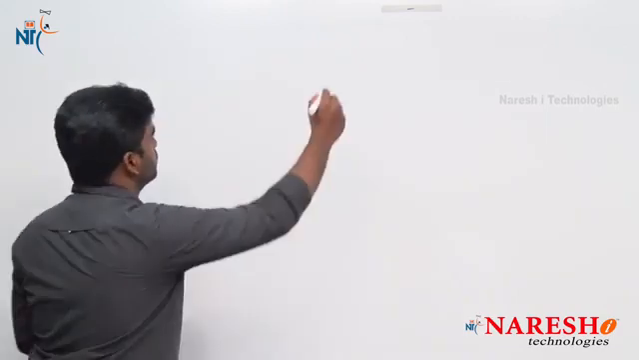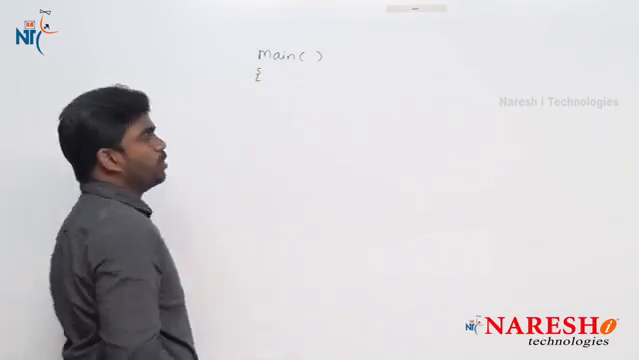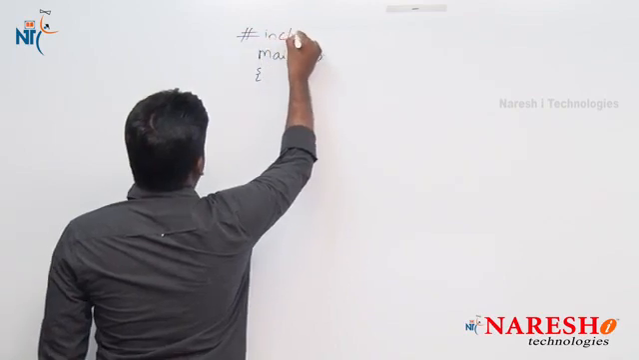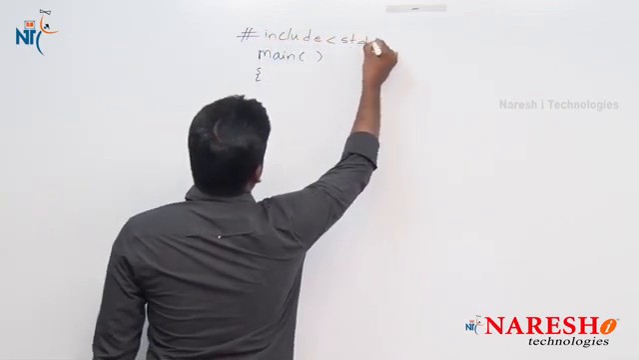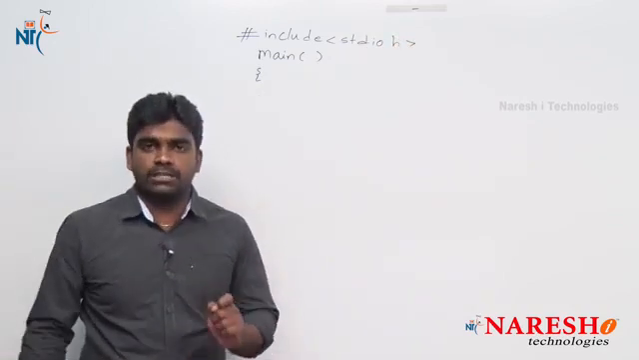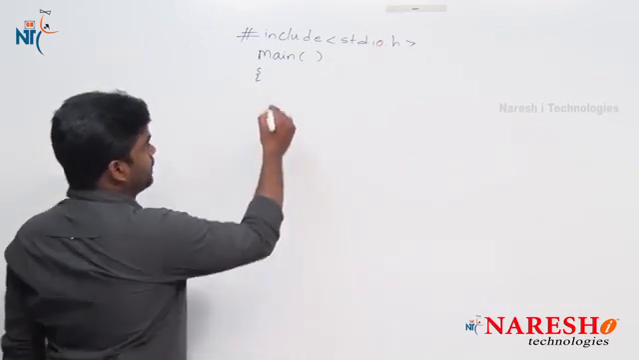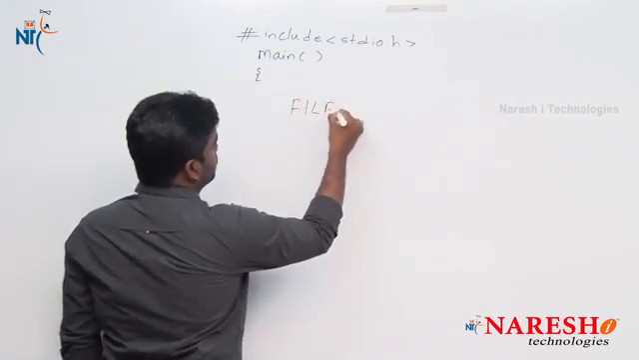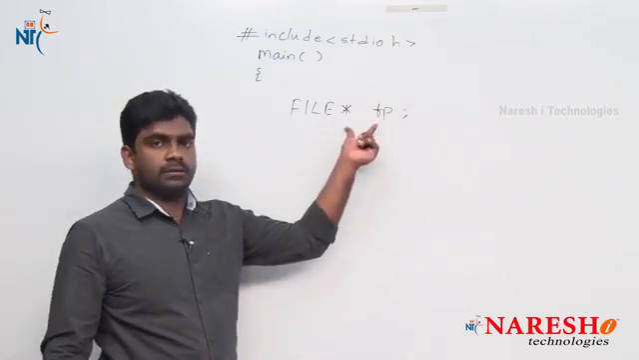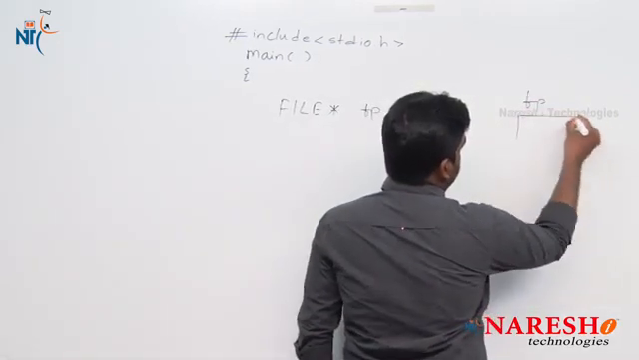We'll see the program in main. All the file related functions belong to the stdio.h header file only. You can write that statement: hash include stdio.h. All the file handling related functions belong to the standard input output header file only. So now first I am creating one file pointer, any name, suppose fp I have given. Then fp gets memory allocation at some location.